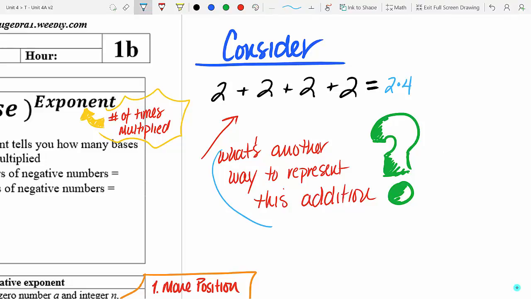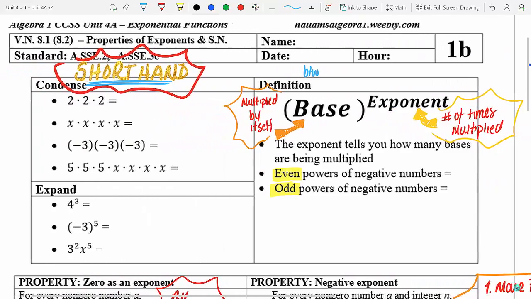It's 2 added to itself 4 times, right? Which is 8. And we're comfortable with that. We're very familiar with that. That's where multiplication comes from. It's a way to shorten or abbreviate additions, or long additions, or multiple additions. So that's really what I want you to think of that an exponent is. It's kind of the same thing.